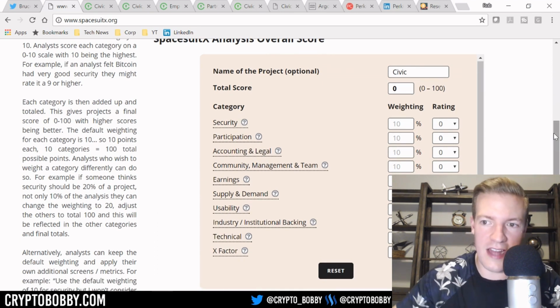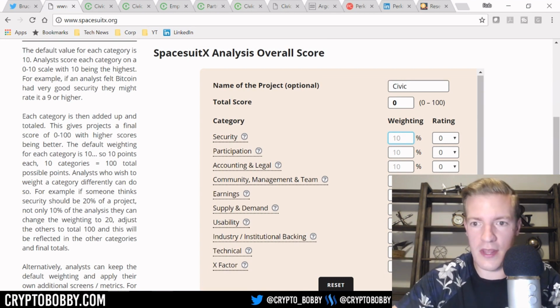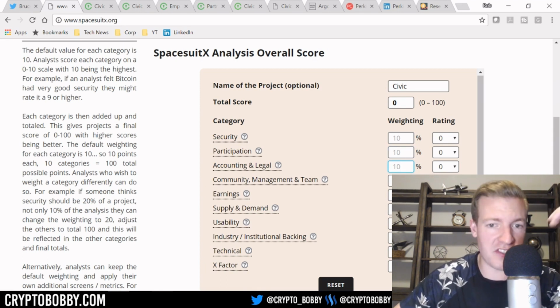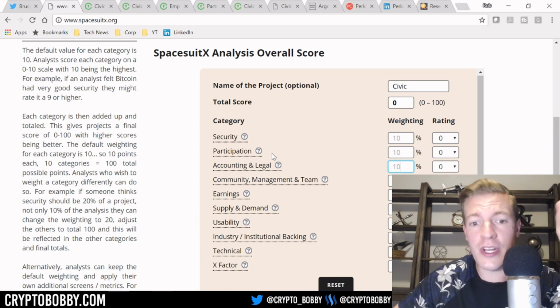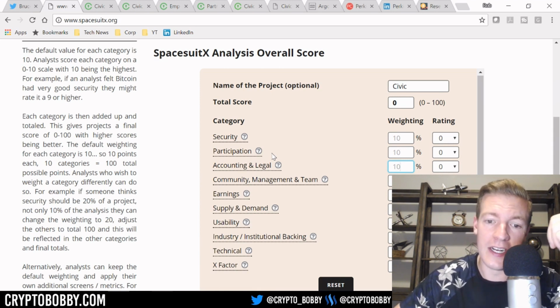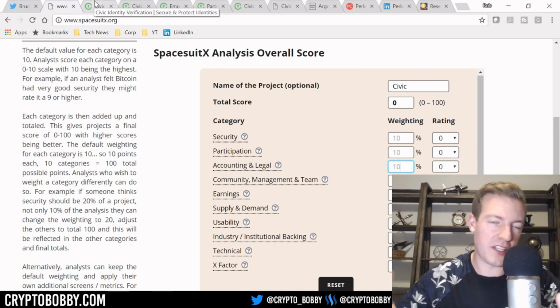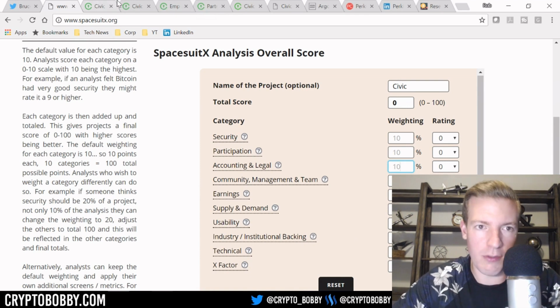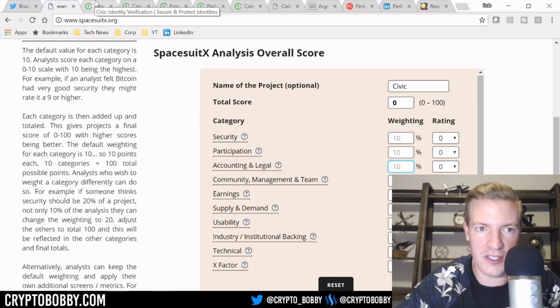Within this analysis framework, I'm going to weight things on an even basis, 10%, 10%, all the way down. It covers security, participation, accounting and legal, community management, earnings, supply, demand, usability, industry or institutional backing, technical, and X factor. I've done my due diligence on Civic previously, but I want to redo that, because if you're going to hold something in cryptocurrency long term, you want to make sure that's justified.